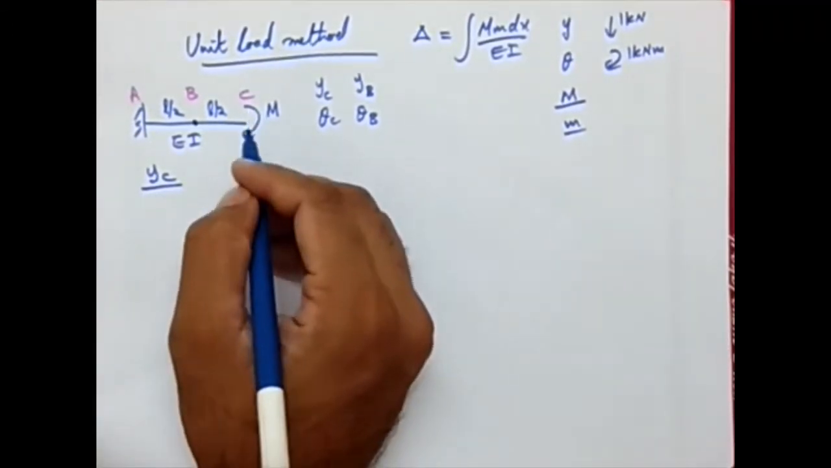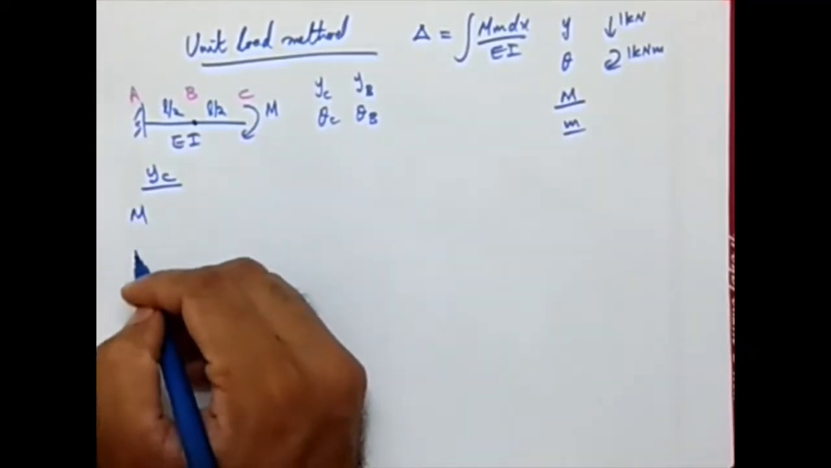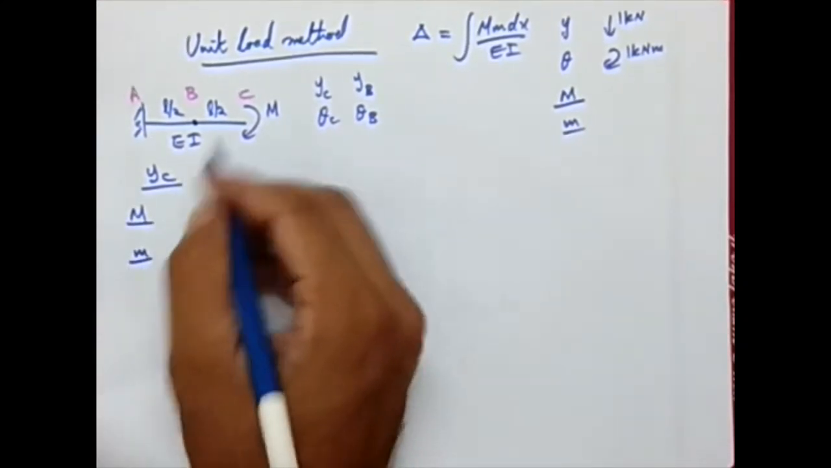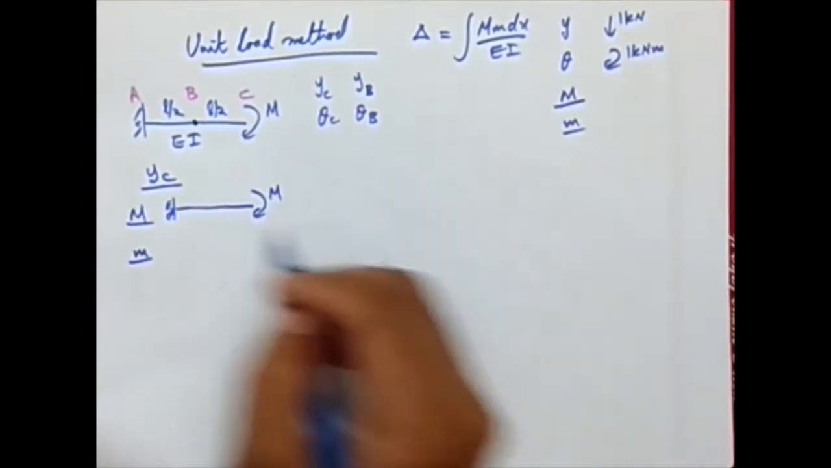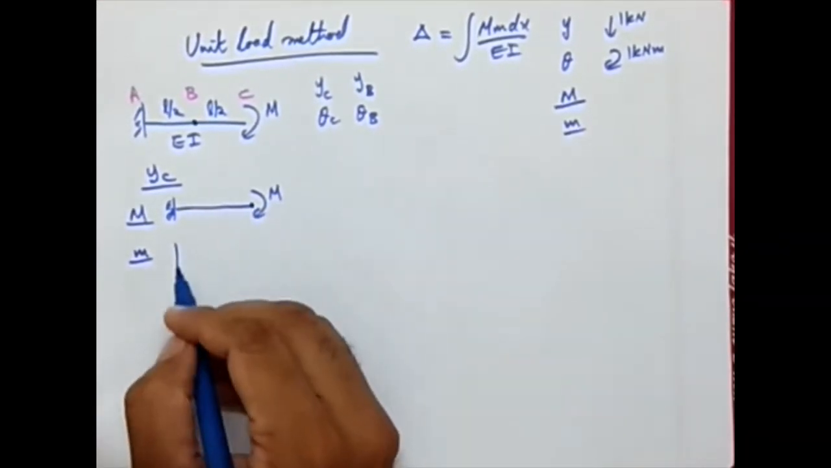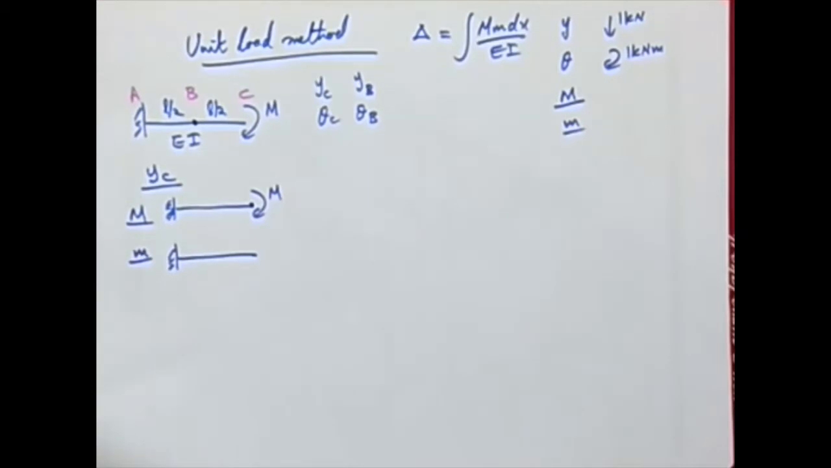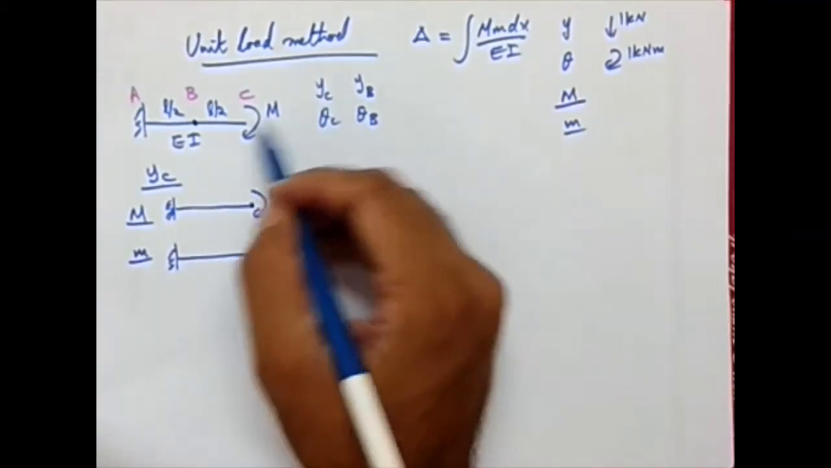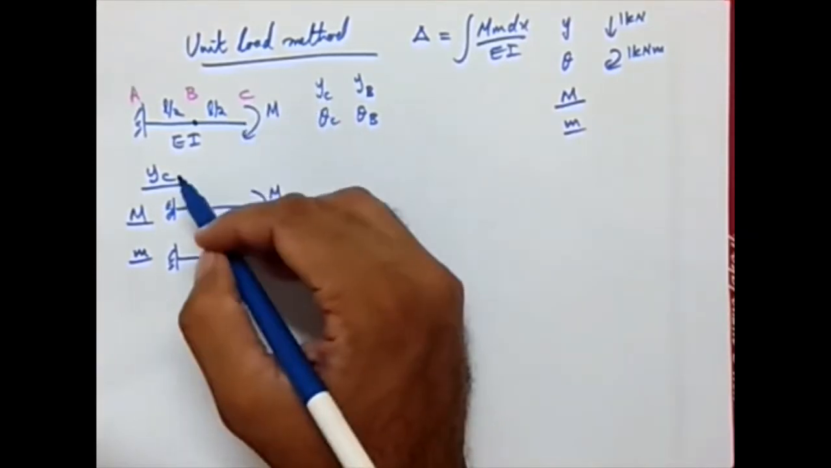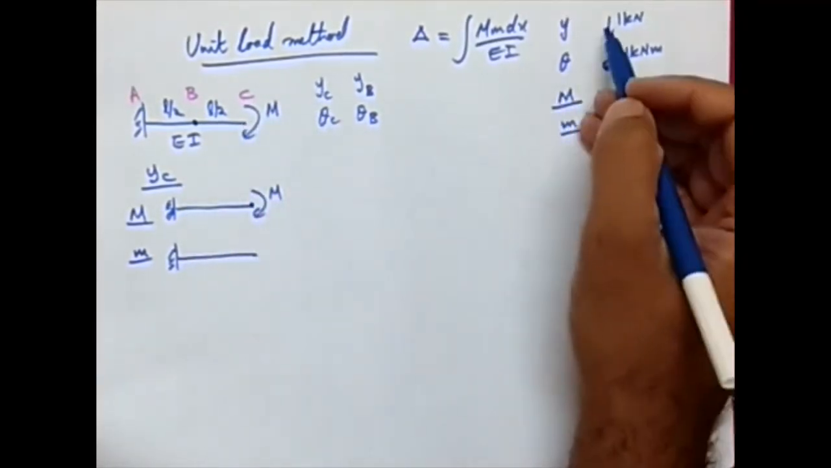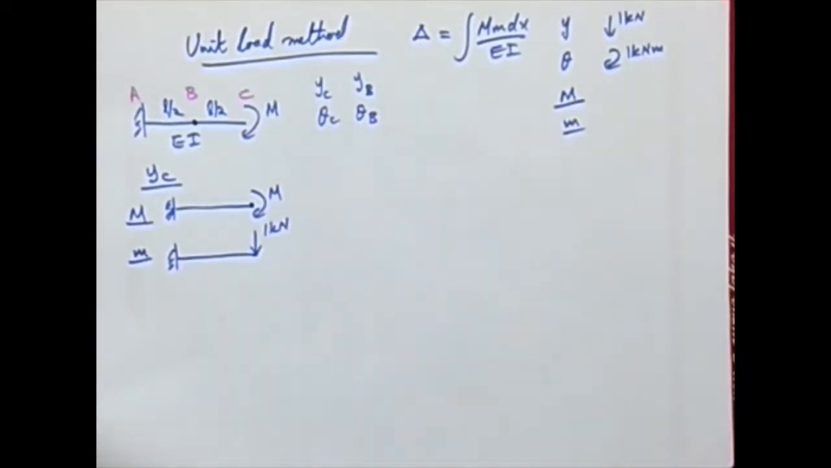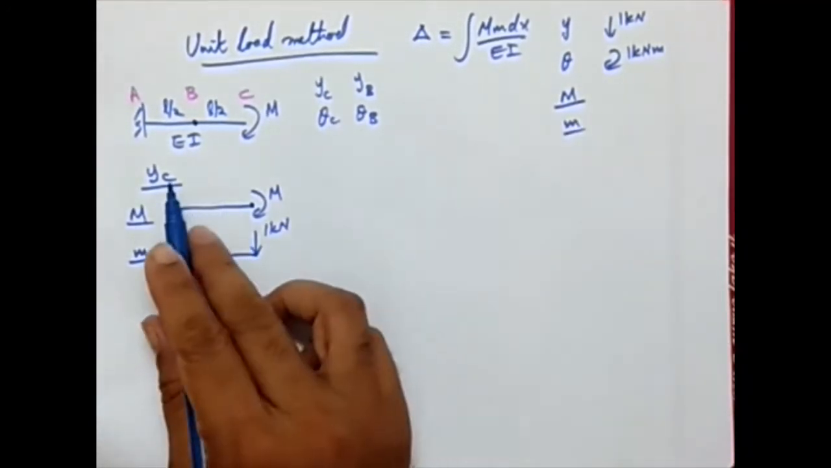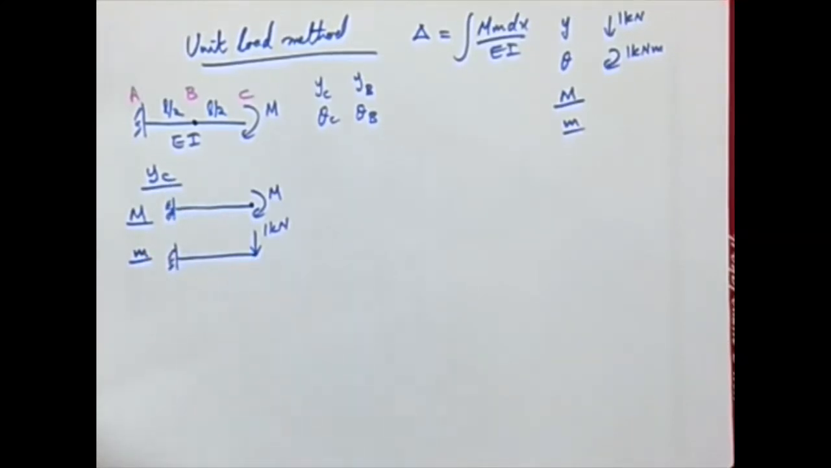If we want YC, we will have a capital M figure and a small m figure. The capital M figure is the given beam itself. This is point C. The small m figure is the beam with the unit load. The parameter we are calculating is the deflection at C, that is YC. If we want deflection, we need to apply a point force of 1 kilonewton, and C is the point where we want to calculate, so I'm applying the load at C.